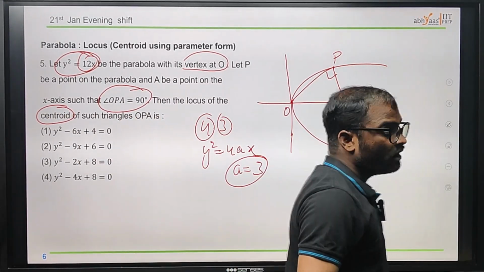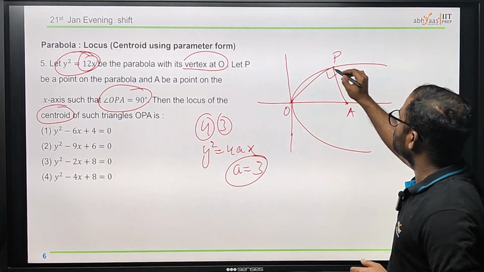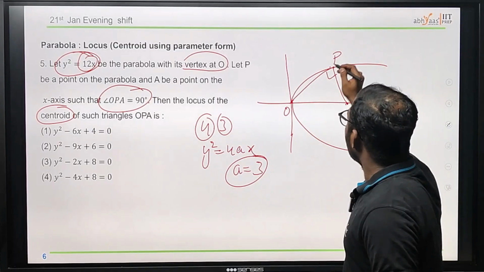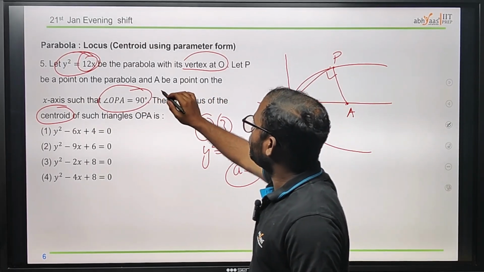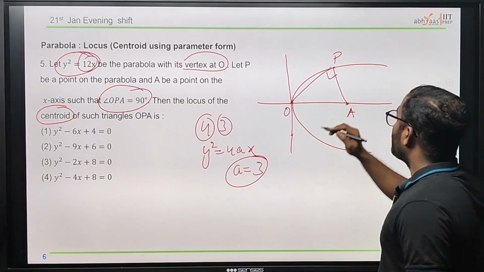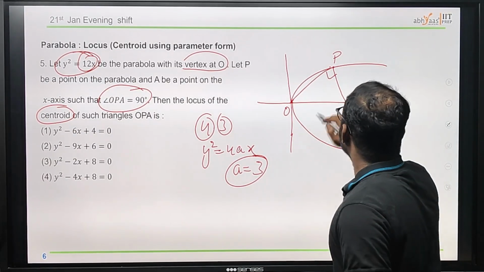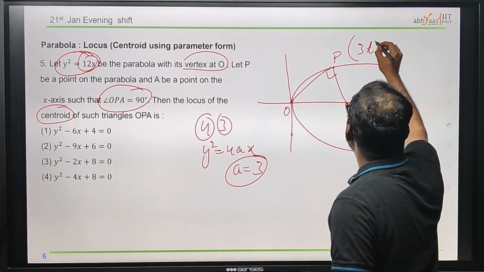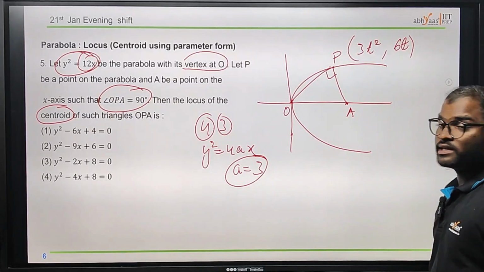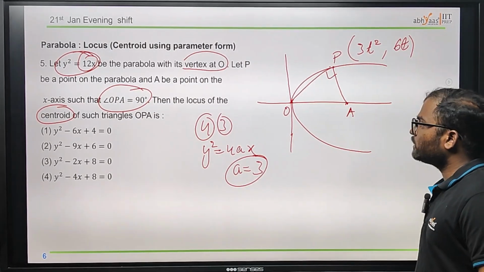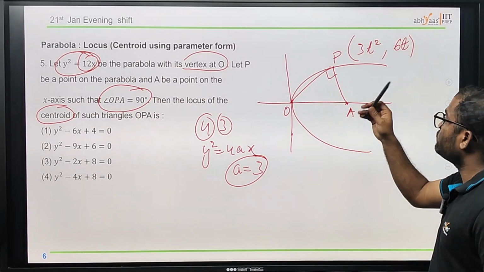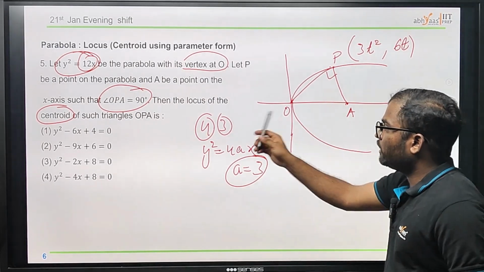In order to find the centroid, we need the 3 points of this triangle. If you see here, they have given that O and P and A, where P is a point on the parabola and A is a point on the x-axis. If we take the parametric equation, since we have a equal to 3, the point is 3t square comma 6t. By using the parametric equation we can easily find the other 2 points as well. We just need to find t, the parameter.